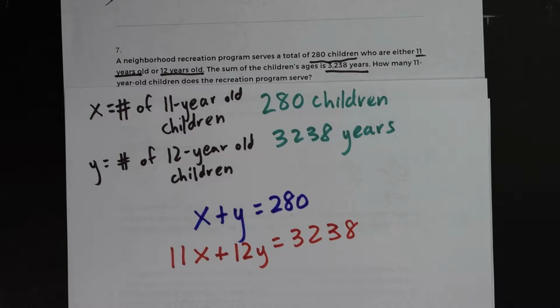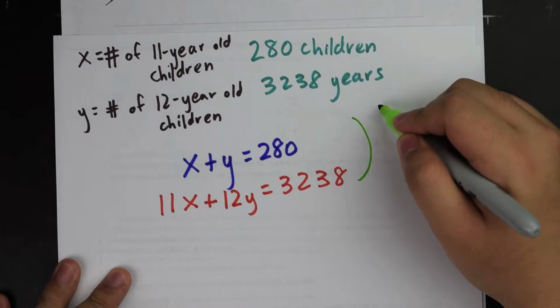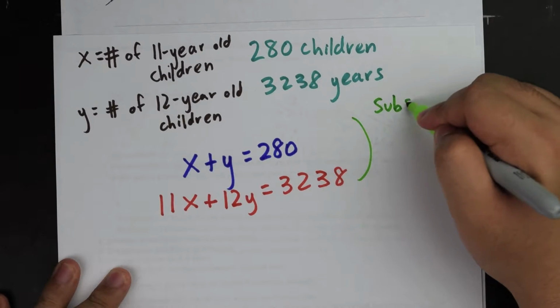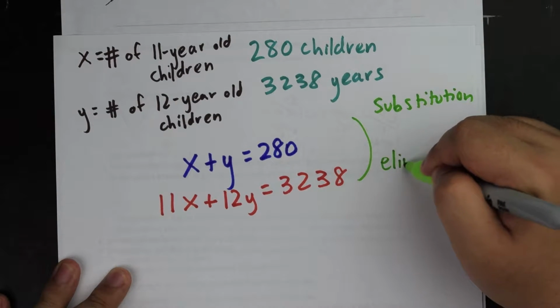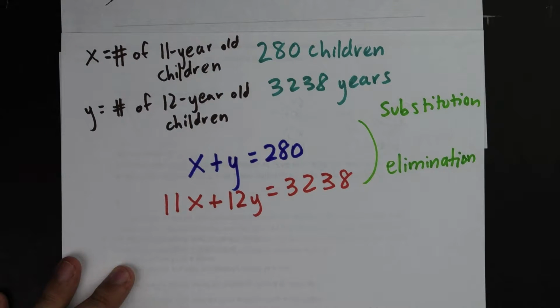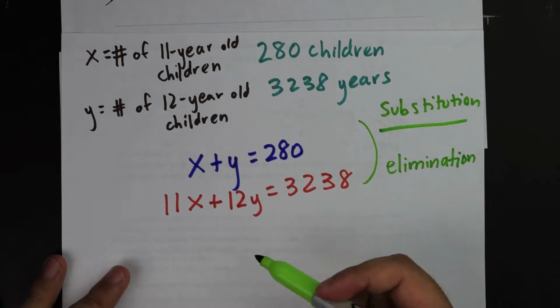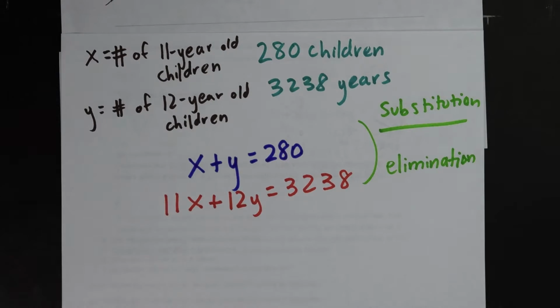There's two ways you could solve this question, or two methods actually. There's the method of substitution, and there is the method of elimination. Both methods will work for this question, but personally I chose substitution, just because I didn't really want to multiply 11 or 12 on this and make it a little bit more messy. And so I opted for the substitution method.